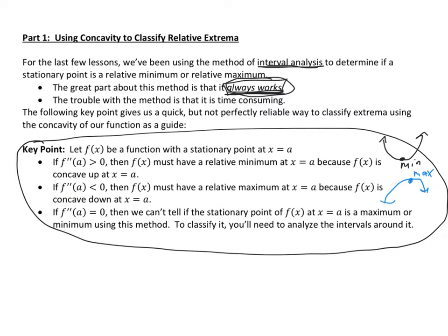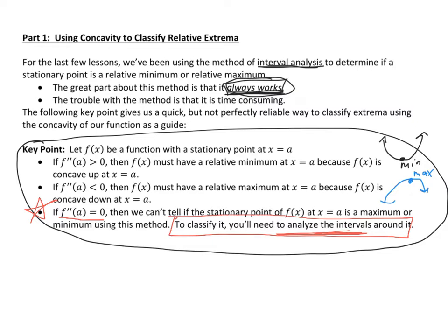Here's the trouble. The trouble is if your second derivative is 0, then we can't tell if it's a maximum or a minimum using this method. That doesn't mean it's not one or the other. That doesn't mean it's a saddle point. It means we literally don't know. It means that this method has failed us, and in order to classify it, you're going to have to go back to analyzing intervals.